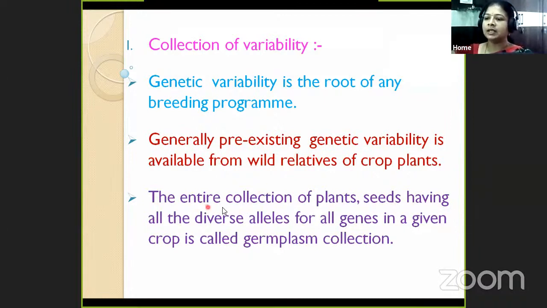Then the entire collection of plant seeds having all the diverse alleles for all genes in a given crop is called germplasm collection. Germplasm collection means the specific plant along with its seeds and diverse alleles along with desirable genes are collected. That collection is called germplasm collection.